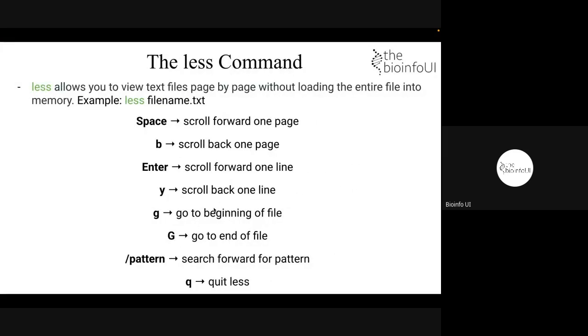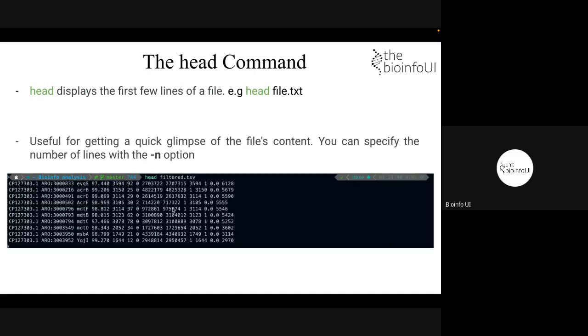You can always try all of this stuff on your own. If I want to go back to the beginning of the file, I'll use my G. If I want to go to the end of the file, I'll use capital G. Actually, the correct thing that should be here should be Shift G.